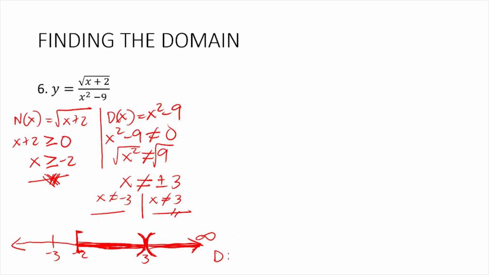Okay, so we write the domain in this case as what? From -2, including -2, to positive 3, excluding positive 3. So that's a parenthesis, right? Then we take the union of this interval with the interval positive 3 to positive infinity. Okay, so this is now the domain of this function.